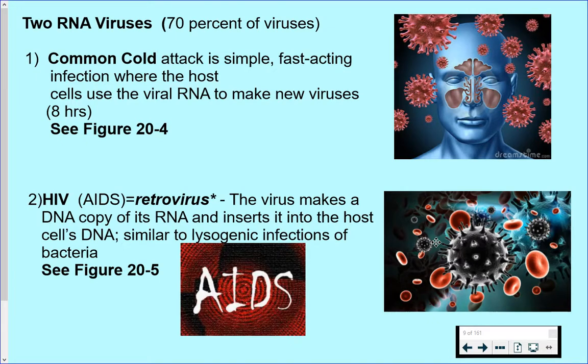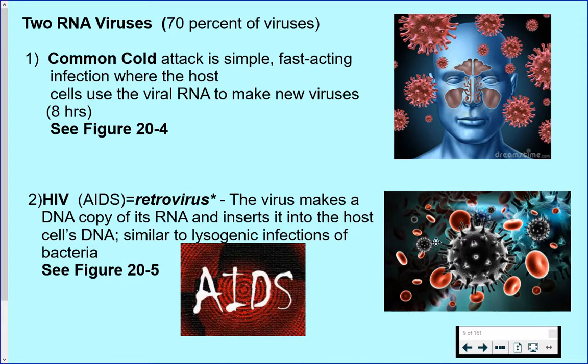Now viruses are a little bit different. Viruses can either have DNA as their main genetic material or RNA as their main genetic material. Most viruses, about 70%, just have RNA. They have no DNA. And so something like the common cold, because it already has RNA, it can go quickly into producing proteins once it enters the host cell and making new viruses. And that's why you get sick so quickly from the common cold.